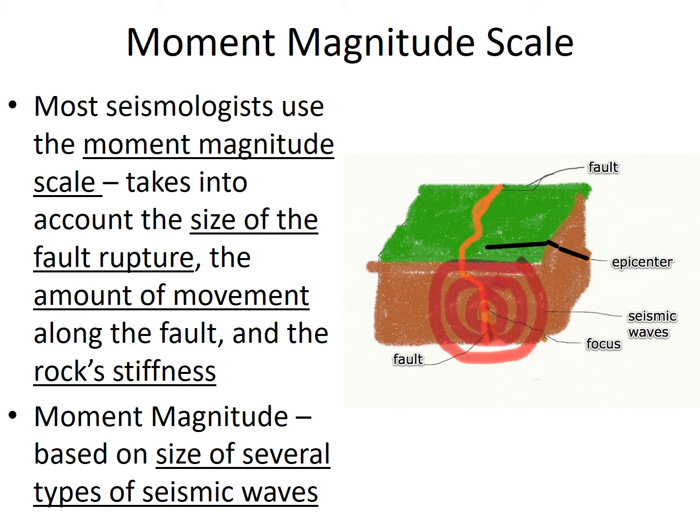Most seismologists use the moment magnitude scale. This takes into account the size of the fault rupture, the amount of movement along the fault, and the fault rock stiffness. And it's based on the size of several types of seismic waves.